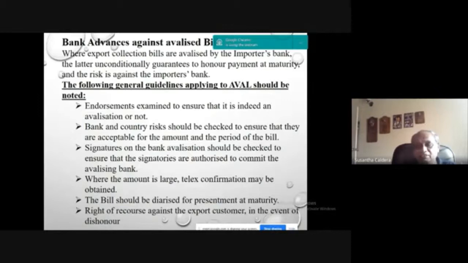The bank risk is very, very important. Signatures on the bank avalization should be checked to ensure that the signatories are authorized to commit the avalizing bank. Unlike the acceptance by the drawee, the avalization part of the bank has to be signed by the authorized signatories. Okay? Where the amount is large, telex confirmation may be obtained. The bill should be diarized for presentment at maturity. Right of recourse against the export customer in the event of dishonor. Okay?